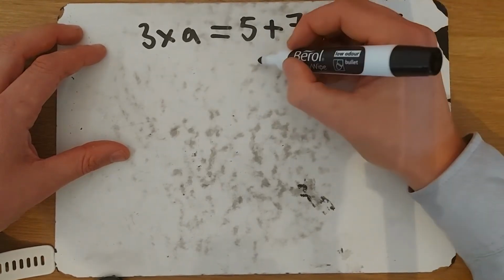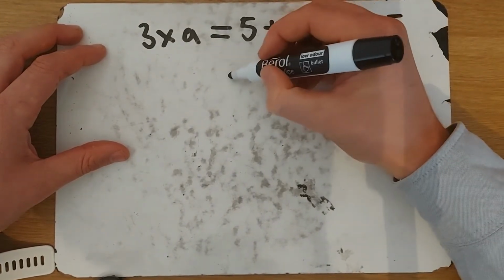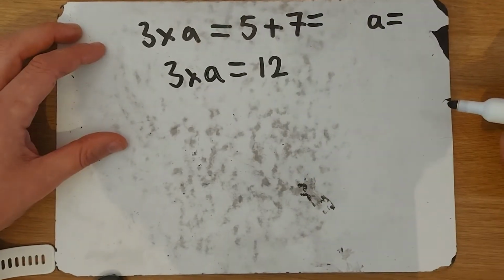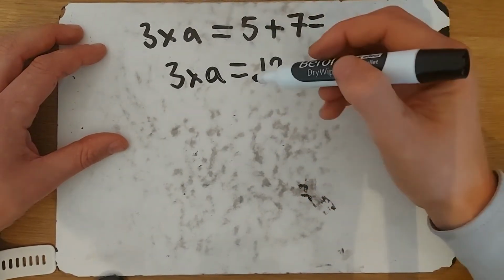5 plus 7 is 12. So let's rewrite this down here. Try and set this out the same way as me. So now I've done that, it makes it a little bit easier.